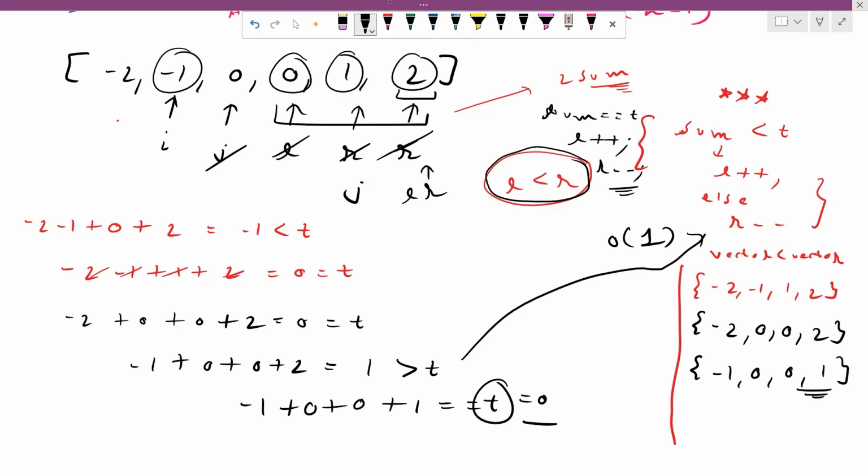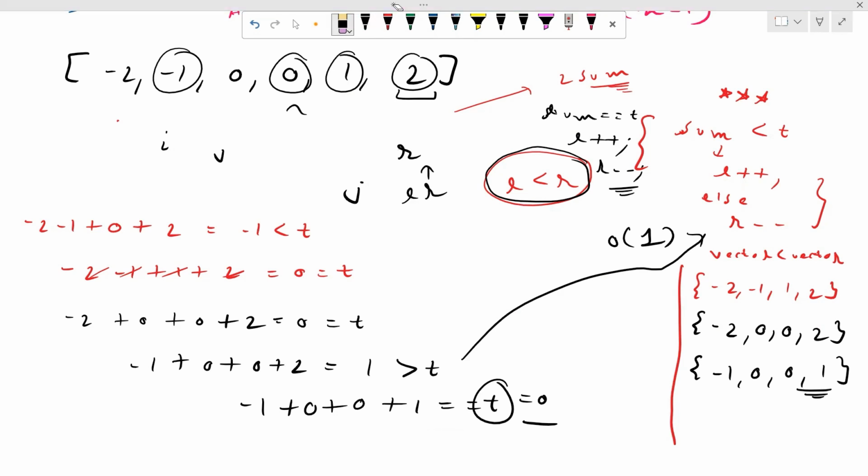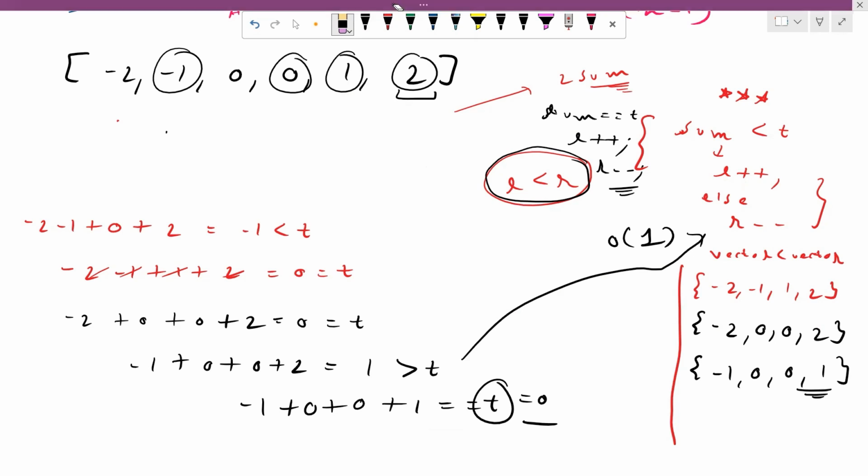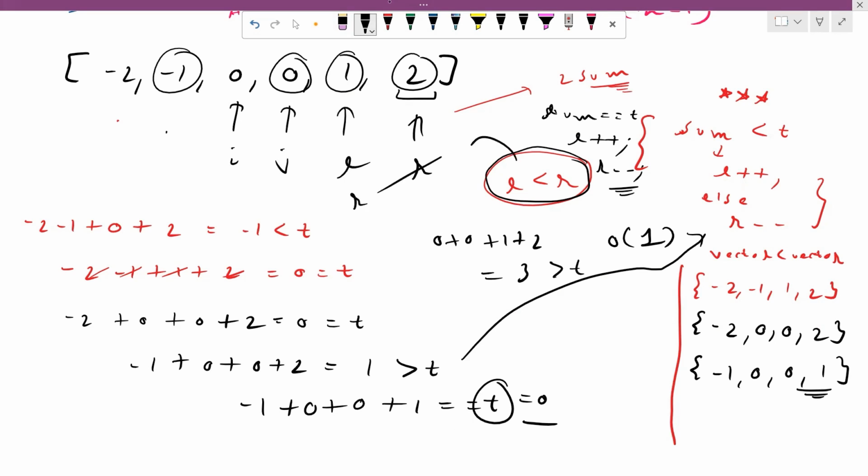So we'll again increment our i pointer. So now it will look something like this. Now our i pointer will be pointing to this and j to this, and left and right. So 0 plus 0 plus 1 plus 2 will be equal to 3, greater than the target. So we'll try to decrement our right pointer, but this condition arises, so there is no need, right? So in this way, we find that there are three quads whose sum is equal to the target value, right? I hope this approach is clear to all of you guys.